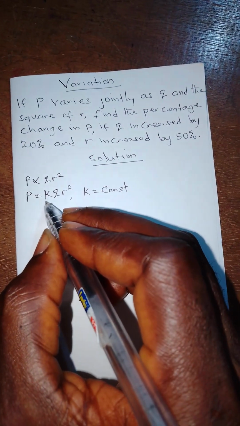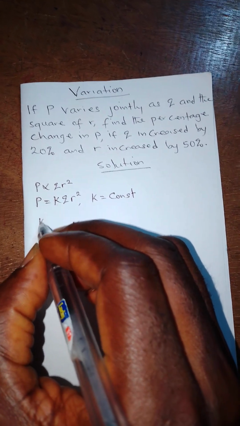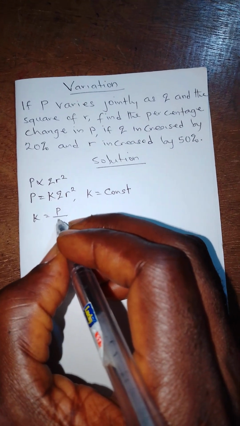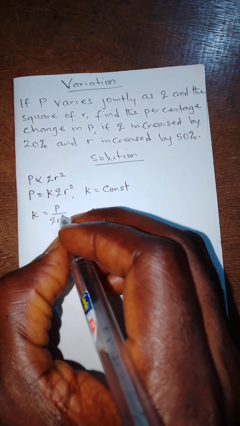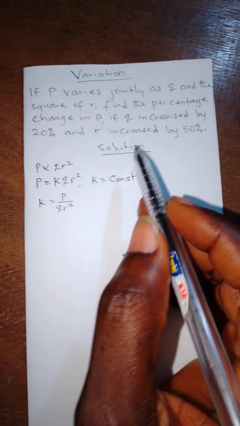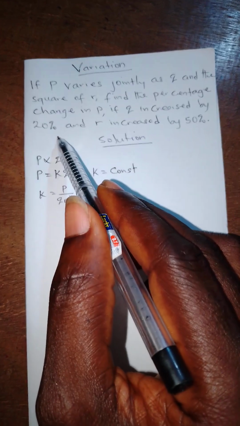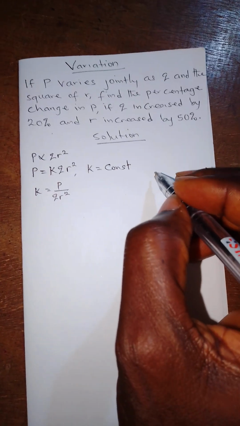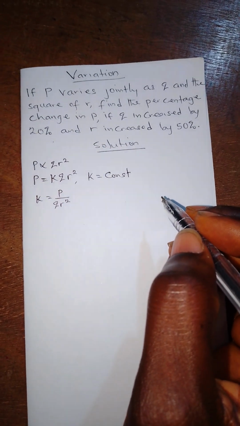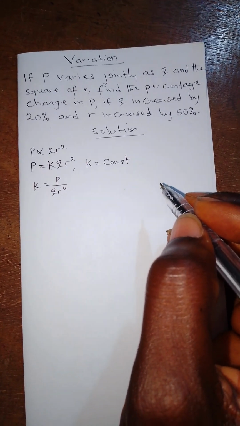And so let's get the proportionality constant. So you make K the subject of the formula. So K equals P all over QR square. So this is the constant. Now from here, we are told that Q increased by 20%. So Q increased by 20% means Q is going to be Q times 120 over 100.